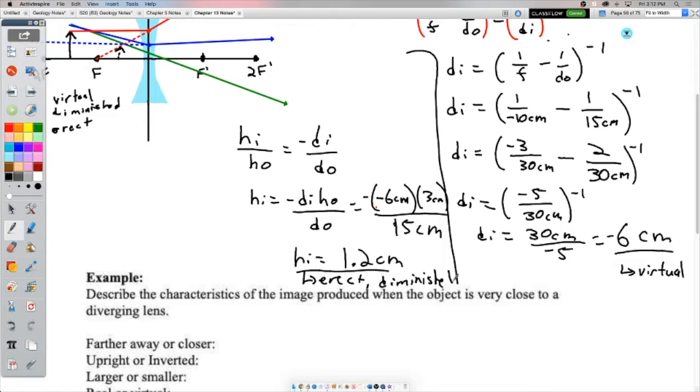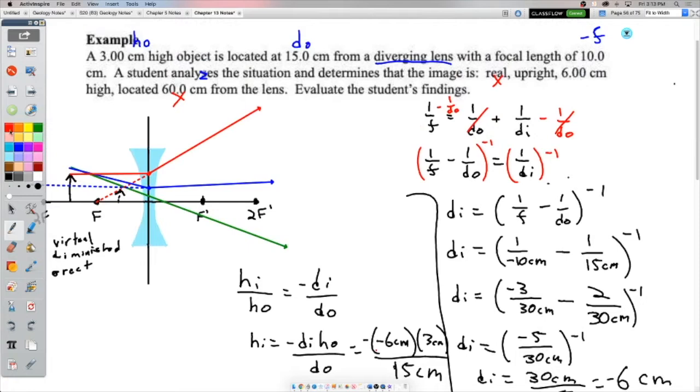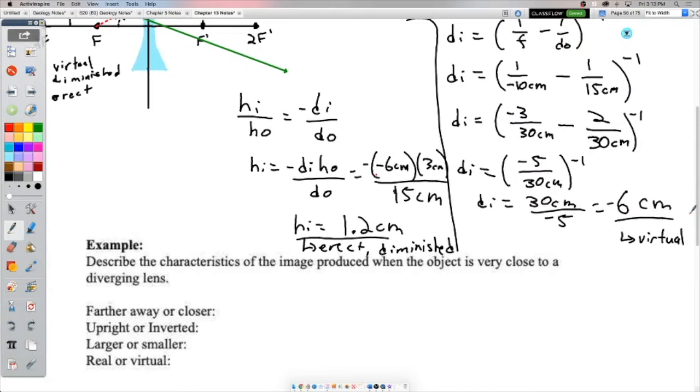If you wanted, you could also just work out the magnification, and you would get positive 0.4x. So that means smaller because it's 0.4, right? It's going to be 0.4 times as big, and it's positive 0.4, so it'll be erect. Okay, so just like our diagram said, we got that it was virtual, diminished, and erect from the math, and that tells us that this is correct. However, this is wrong.